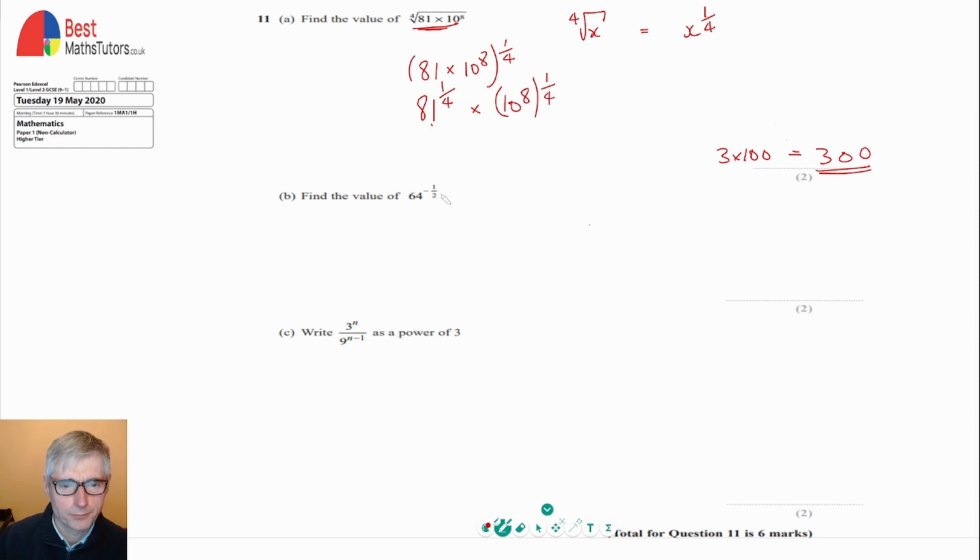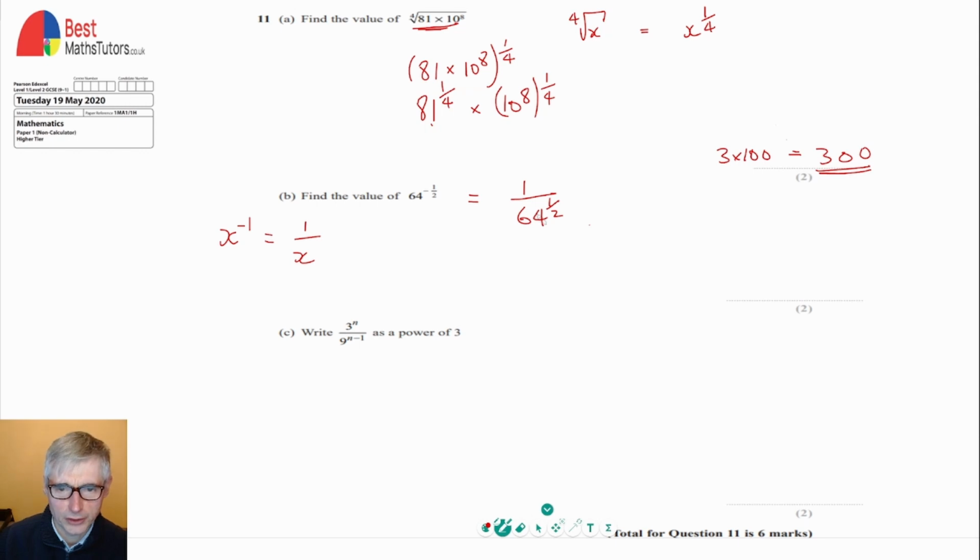If I look at the next one, I've got 64 to the power minus 1/2. First of all, if I have something to the power of a minus, say x to the minus 1, the effect of the minus is to put something into the denominator. I'm taking the reciprocal of it, so that becomes 1 over x. So with 64 to the power minus 1/2, I can cover up the minus and put everything else into the denominator, so that becomes 64 to the half in the denominator.